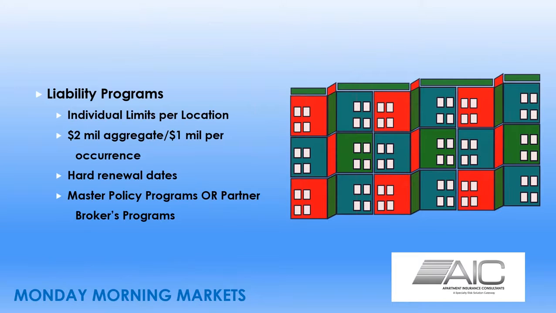All right, liability. Your move. So we offer property and liability. Our liability has individual limits, so it's not a shared program like our property is. It has a $2 million aggregate, $1 million per occurrence payout on it. We have hard renewal dates, so we have a 12/14 program. So it starts and begins on 12/14 every year. And we also have a 10/1.